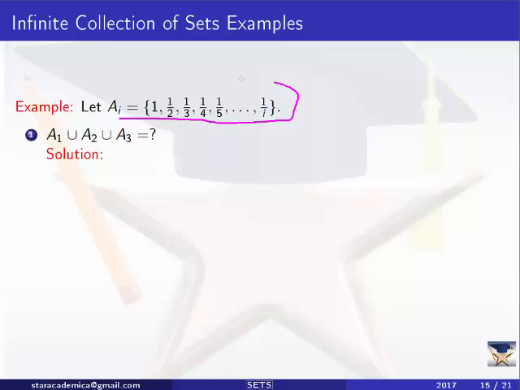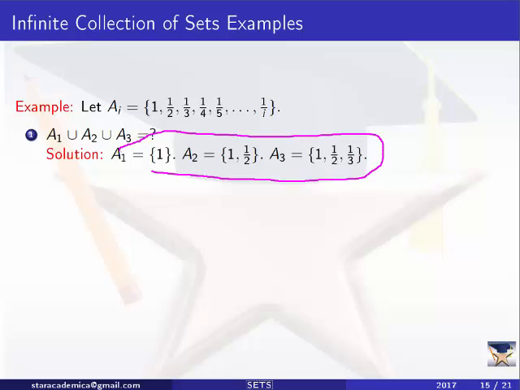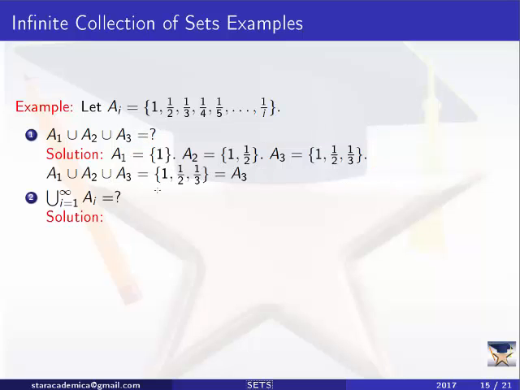Okay, here is a set Ai, the ith set, and the question is, what's the union of these? So what is A1? This will be 1 over 1, so it stops at 1. A2, we have 1 over 2. So we start with 1 and go up to 1 over 2, so this is A2. And A3 will start from 1 over 2 up to 1 over 3.